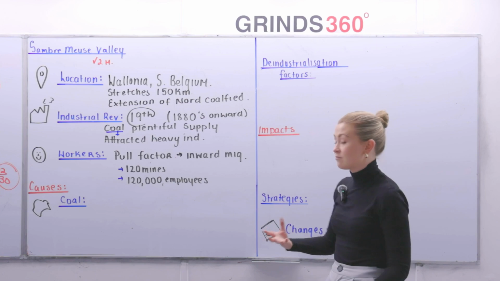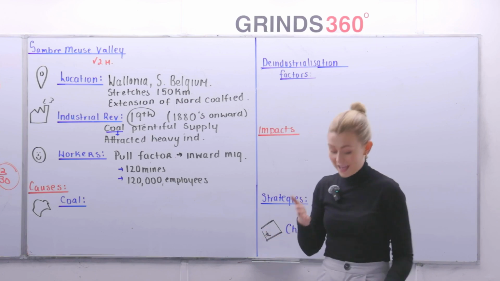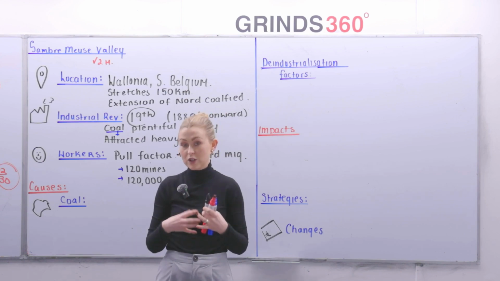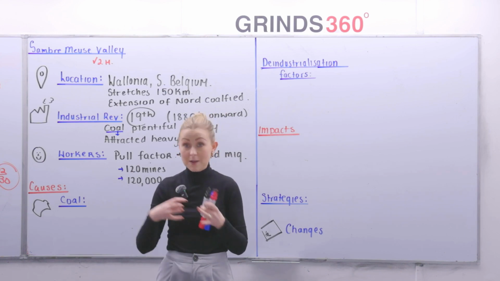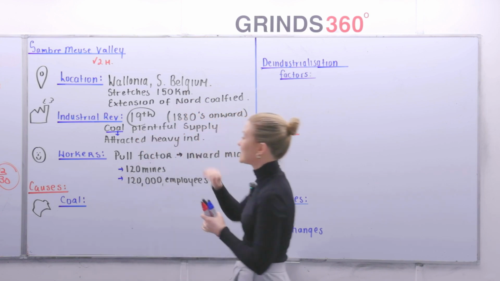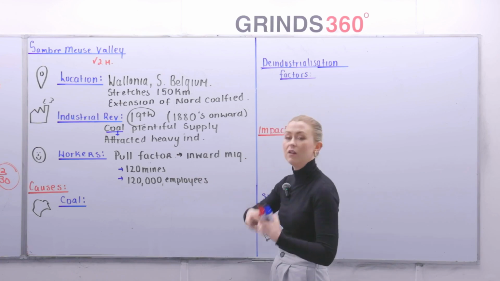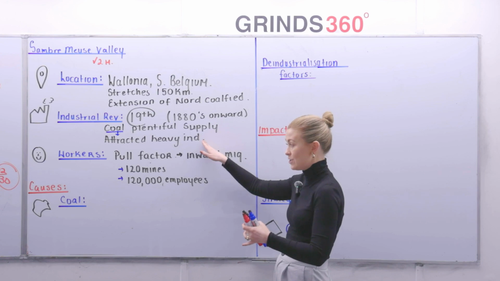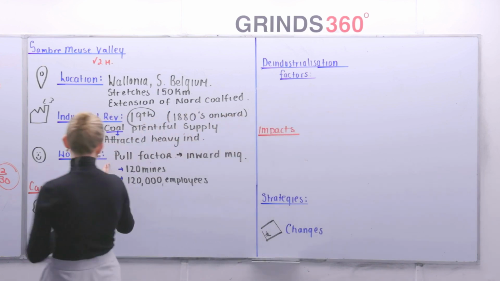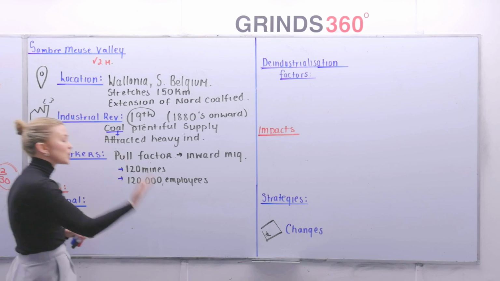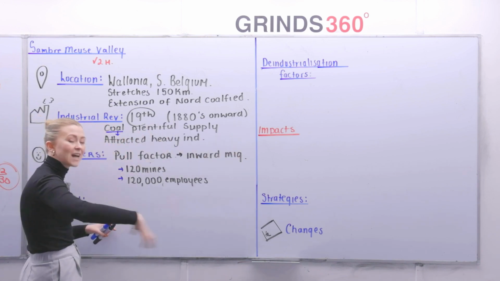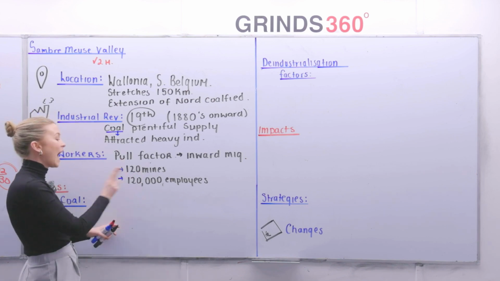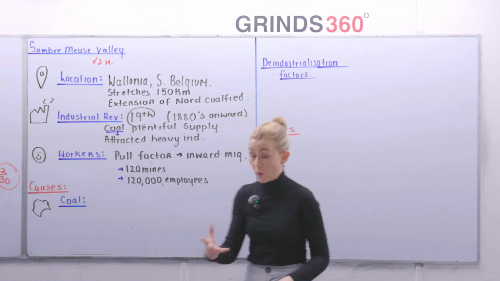Industrial Revolution. The Industrial Revolution of the 19th century, 1880s onwards. Well, in the Sambre-Meuse Valley, it became a core industrial region at that point. Because of the plentiful supply of coal, this attracted heavy industries like iron, steel, chemical to the region. Workers. Not only did coal attract heavy industries, but it also exerted a major pull factor for people into the region. There was a huge amount of inward migration as people came to the region in search of work. At its peak, there were 120 mines and 120,000 employees or workers.